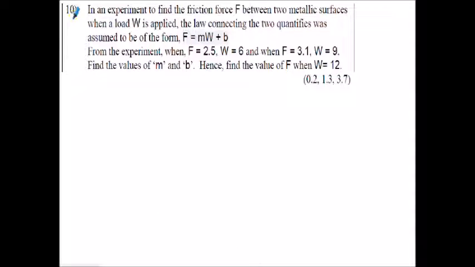Question 10 is another descriptive question. In an experiment to find the frictional force, F, between two metallic materials, when a load W is applied, the law connecting the two quantities was assumed to be of the form F is equal to mW plus B. From the experiment, it was found that when F is equal to 2.5, W is equal to 6, and when F was equal to 3.1, W is equal to 9.